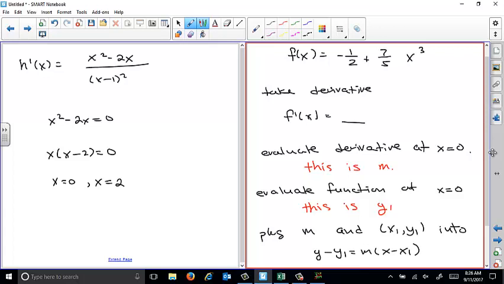So find the equation of the tangent line to the function negative 1/2 plus 7/5 x cubed at x equals 0. You take the derivative, which you just use the power rule, really easy. Plug in x equals 0, which actually is going to give you a 0 slope. That wasn't the best problem to pick, because if you look at the derivative, there's no constant term.